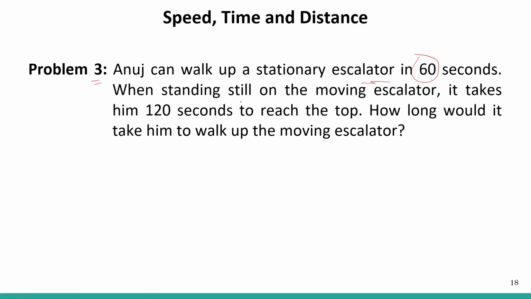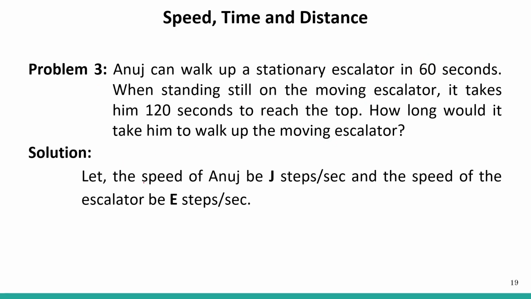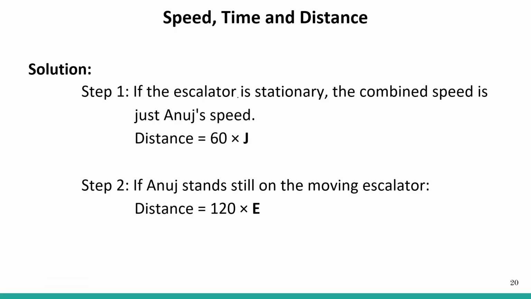And when standing still on the moving escalator, it takes him 120 seconds to reach the top. So how long would it take him to walk up the moving escalator? Let the speed of Anuj be j steps per second and the speed of escalator be e steps per second. If the escalator is stationary, the combined speed is just Anuj's speed. So distance is equal to what?